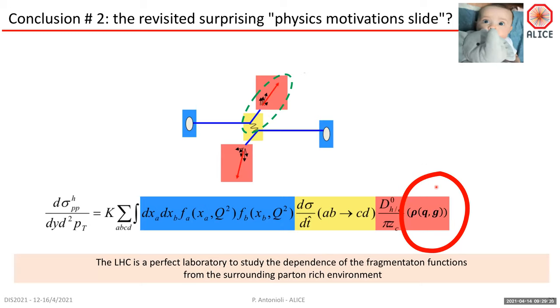But I would like to use my last minute to revisit the boring motivation slide, with a kind of surprise, because it looks like, if this is the standard approach, now we are starting to see in the fragmentation function part of the hadronization some kind of dependence. So I put a row for the density: some kind of dependence on the density of the partons. And in this sense, the LHC is a perfect laboratory to study this dependence. Thanks.